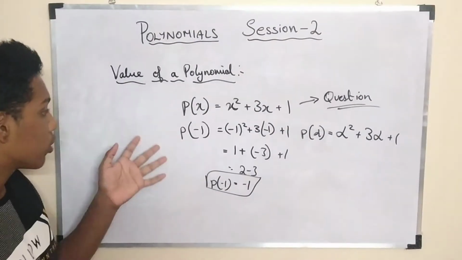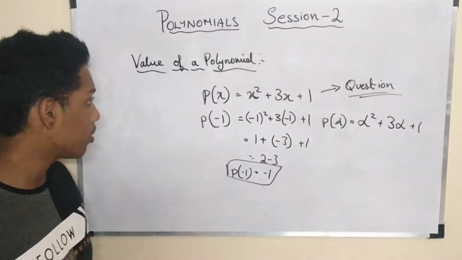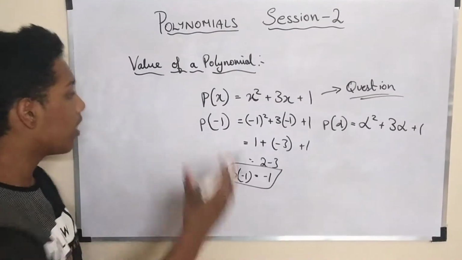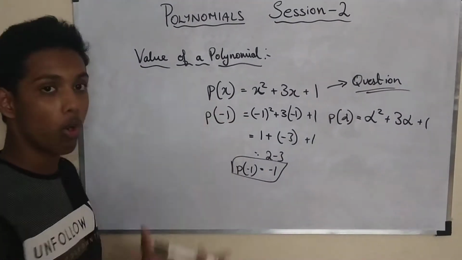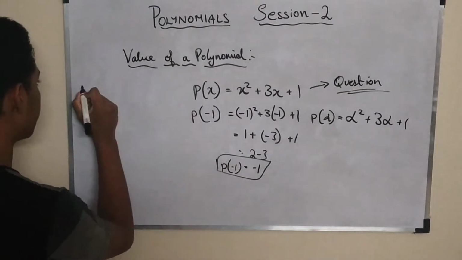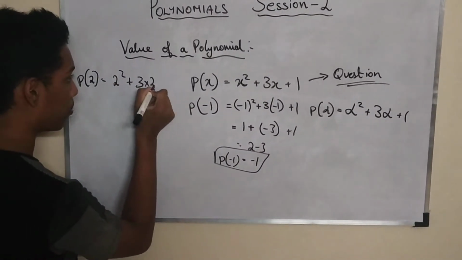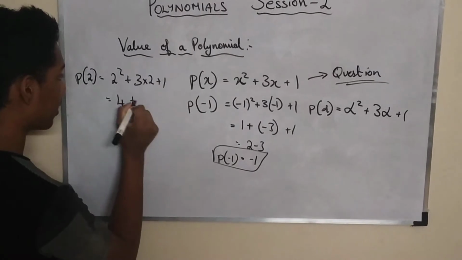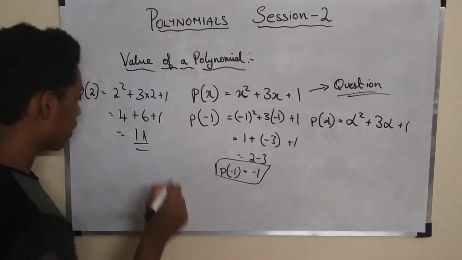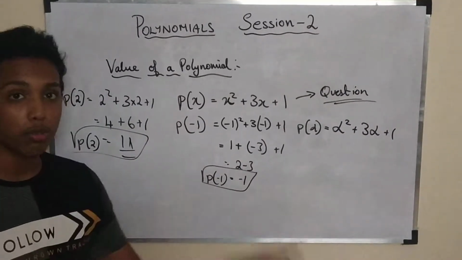This is simple, right? So for value of a polynomial, they'll give you a polynomial, and we should assume that p of x is equal to it. This is the procedure to solve. First we write p of x is equal to the given polynomial, and then the question, which is p of what value we need to find. If it was p of 2, just replace x with 2. We replace 2 square plus 3 into 2 plus 1. It would be 4 plus 6 plus 1, which is 11. If it was p of 2, it would be 11.